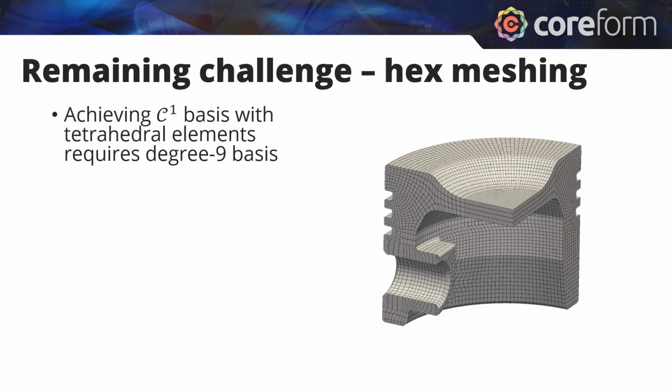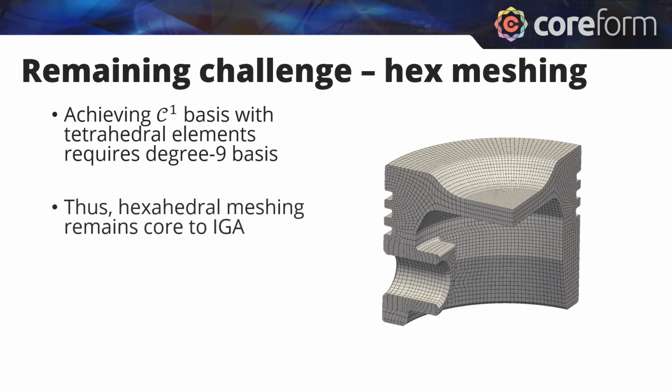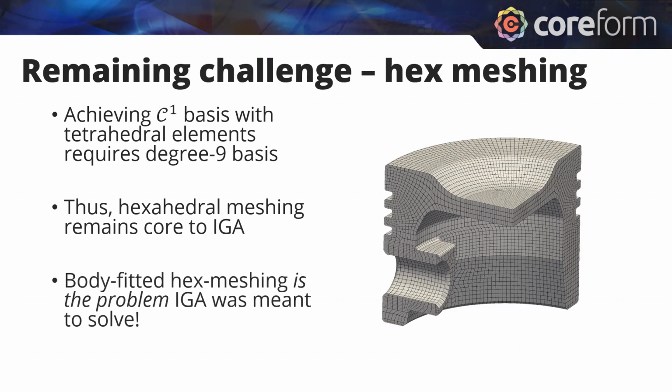And so why hexes? Well, tetrahedra in the general case require a degree 9 basis before we even achieve C1 continuity smoothness. It's just too expensive to use tetrahedra, and we don't get all the properties of having a maximally smooth basis. So we have to do hexahedral meshing as core to IGA. And again, that is the problem that we were trying to fix in the first place, and we haven't really addressed that problem. Yes, we can do more accurate simulations more robustly, but we haven't really achieved the vision of IGA.